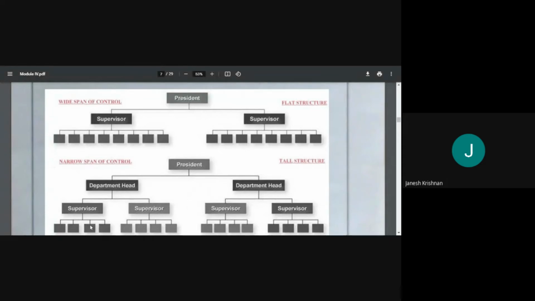Okay? So here, worker and supervisor are there. Above the supervisors there is a department head, and above them is the president. So as the span becomes narrower, the structure becomes taller.